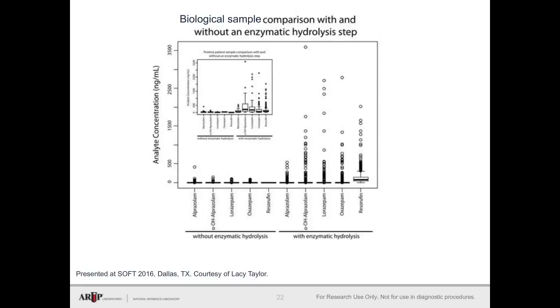And I put this slide out of order. This is courtesy of Lacey Taylor, who developed this method. This was just showing that our detection of the glucuronidated benzos was improved with the hydrolysis. So resorufin was included to monitor enzymatic hydrolysis activity. Biological samples that included the rapid enzymatic hydrolysis step showed the presence of the resorufin analyte as expected. Surprisingly, resorufin analyte concentrations varied greatly in the biological samples, indicating the variability of extraction and enzymatic activity from specimen to specimen.